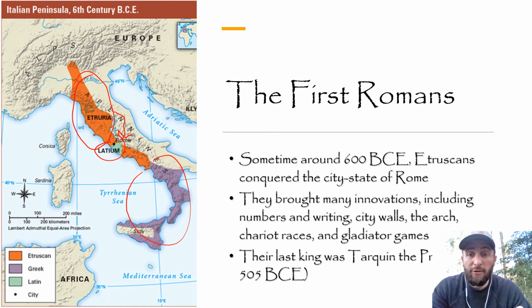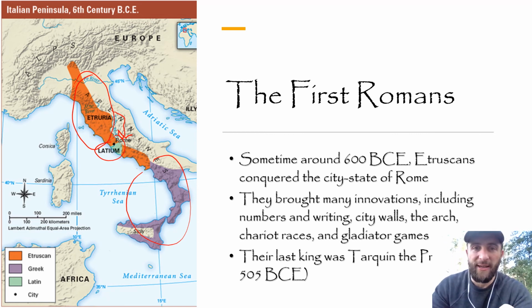Now with them, the Etruscans brought many great innovations, including the system of numbers and writing that the Romans would use, and that we still basically use today, with some minor changes. They brought the city walls and a lot of defense systems that the army would go on to use in Rome. Rome had a great army, and a lot of this came from their Etruscan influence.